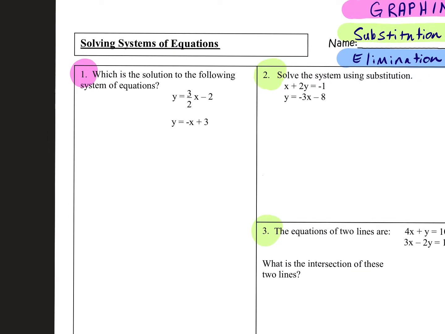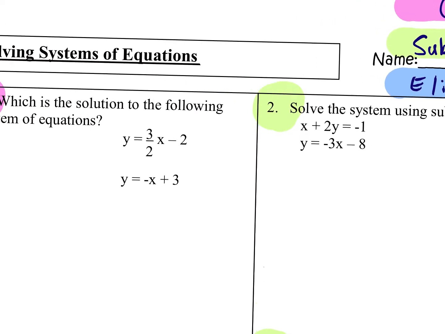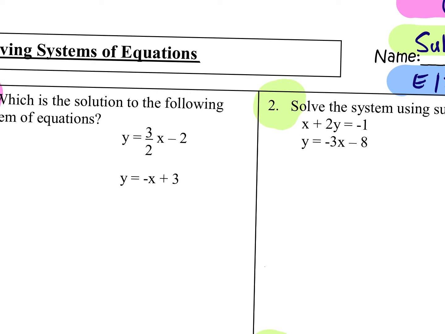It says, what is the solution to the following system of equations? A lot of times you're able to just pick whatever you want to do: substitution, elimination, or graphing. If we were going to graph this, in the first equation, what is your slope? 3 over 2. And what's the y-intercept? -2. So you'd put a point at -2, go up 3 over 2, up 3 over 2, right? Draw your line. The second one, where's your y-intercept? 3. What's your slope? -1. You would go down 1 over 1, down 1 over 1, and graph it, right? Wherever they touch, that's the solution.